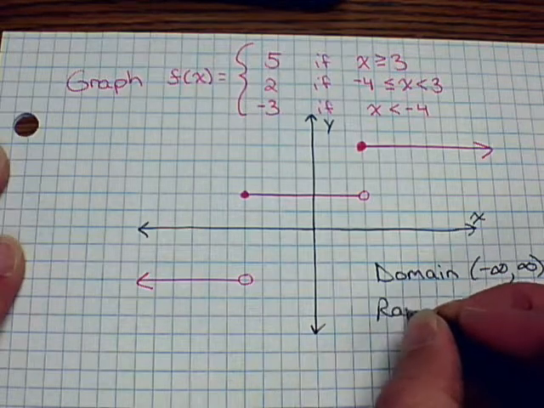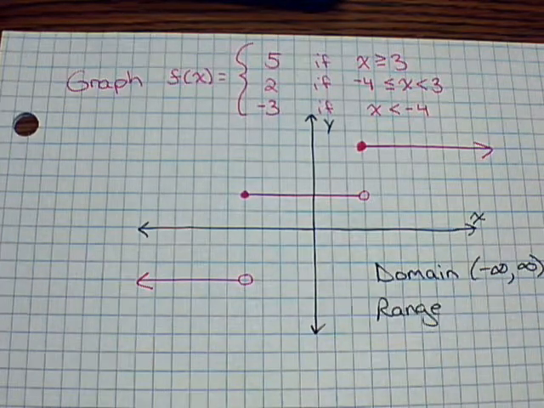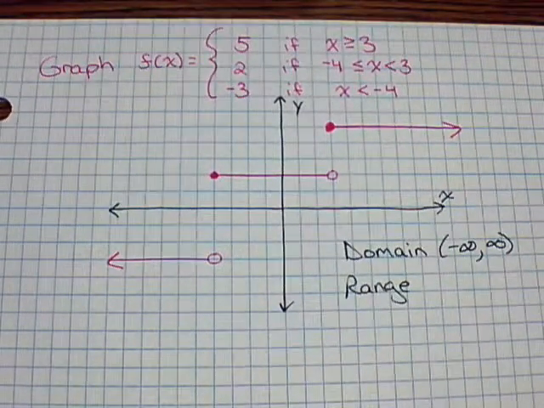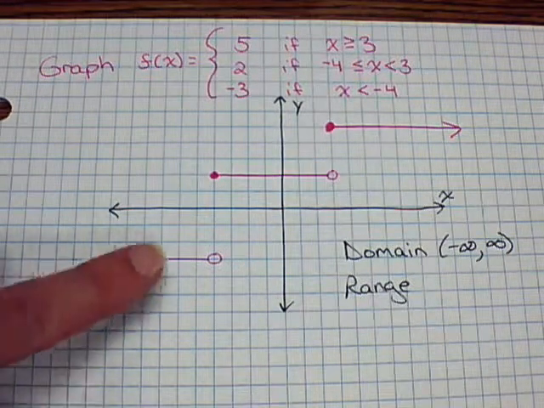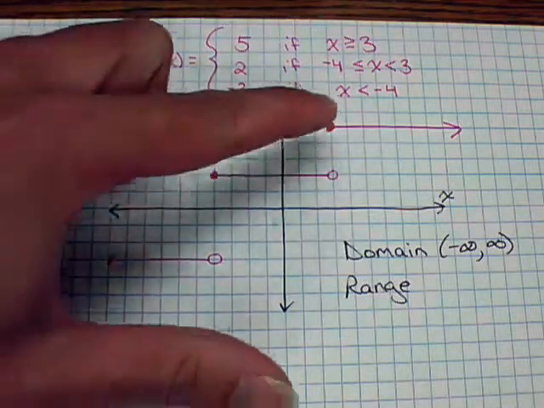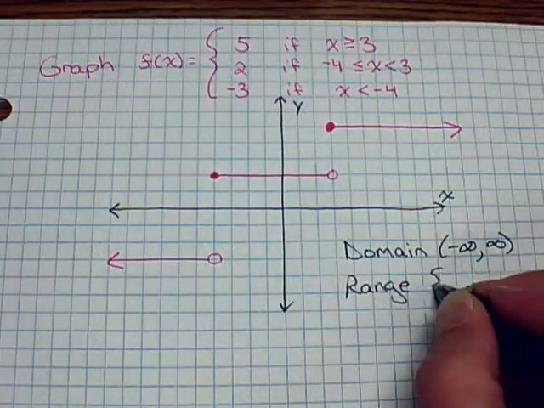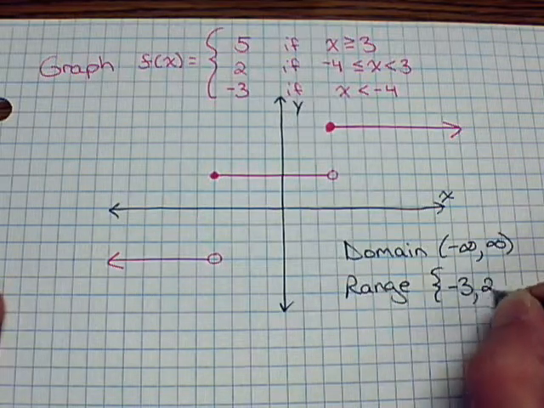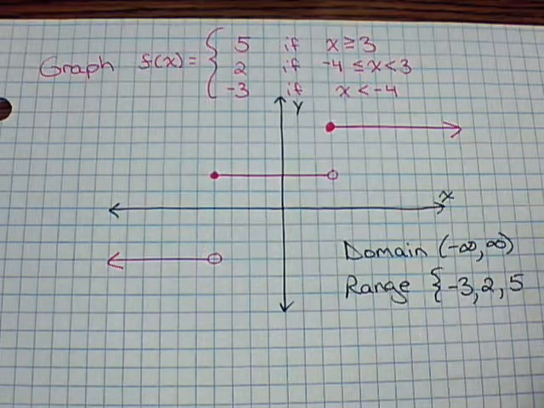Our range, however, is really interesting on this one because the range, again, is your outputs. Well, my goodness, our outputs are only that one, and that one. It's just singular ones. So that's when we use our roster notation. We'll have -3, 2, and 5.